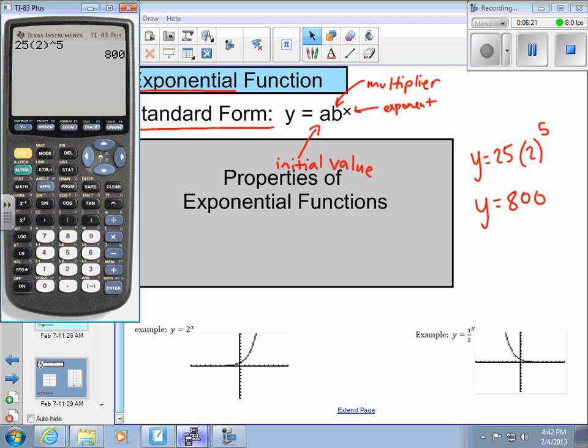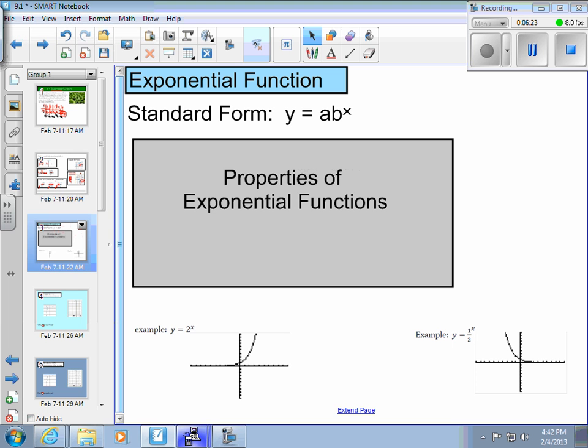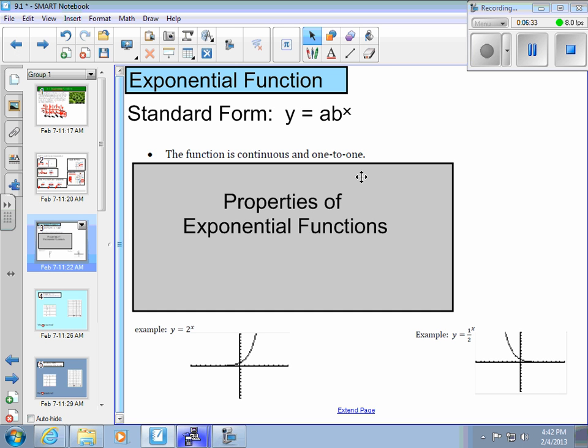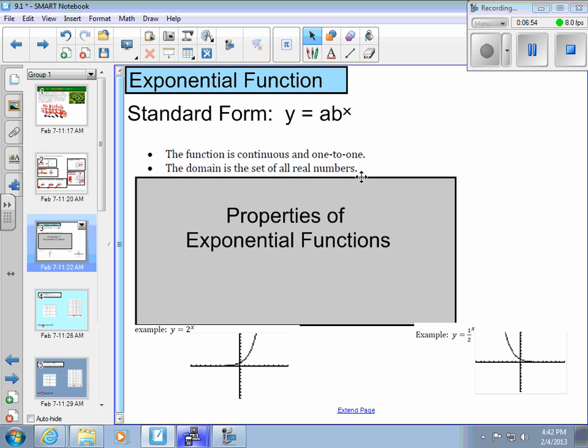All right, what we're going to do now is talk about some properties of exponential functions, some things you can know, and these are listed on your note sheet. Exponential functions are always continuous, which means you can trace them all without picking up your pencil at all. And they're also one-to-one, meaning for every x, there's a y value. Now, remember last chapter, we looked at functions that are not continuous. Ones that have asymptotes or holes are not continuous. These will always be continuous functions.